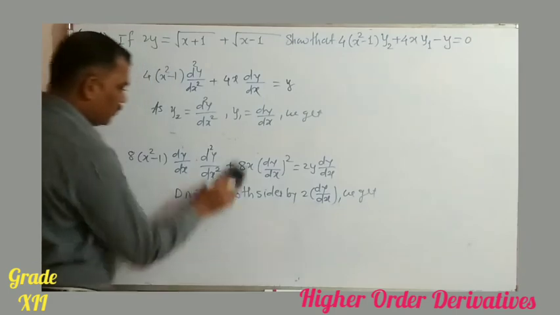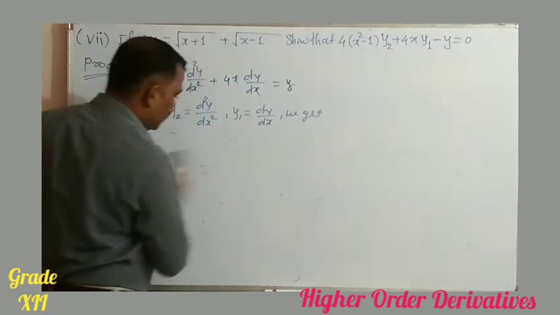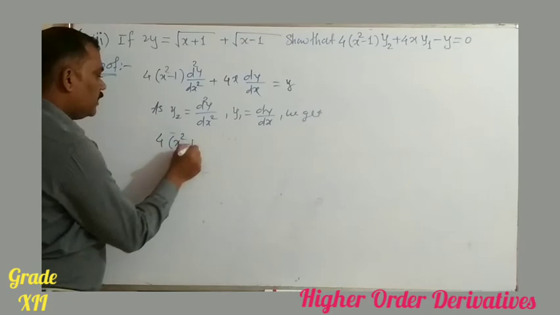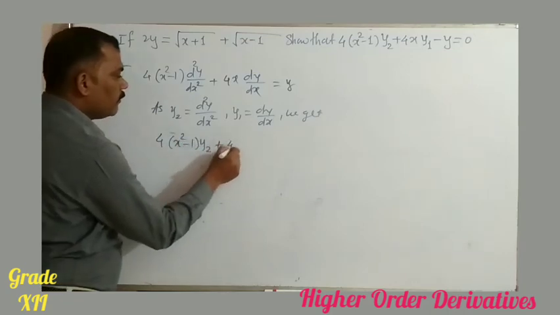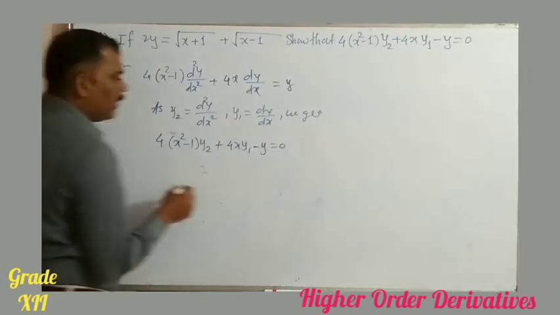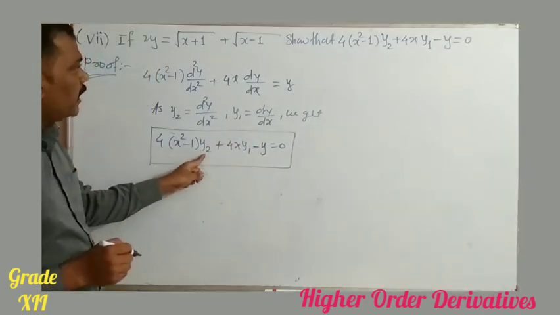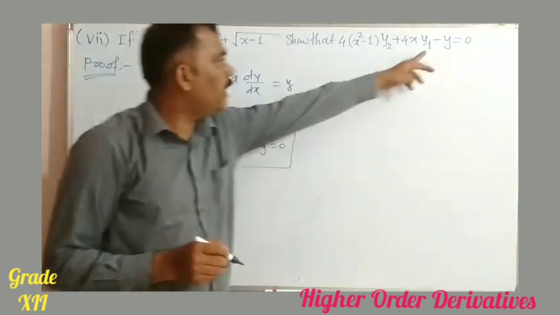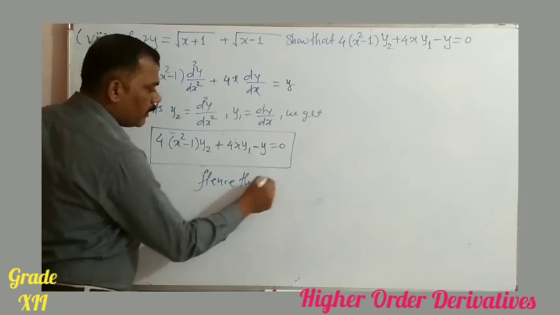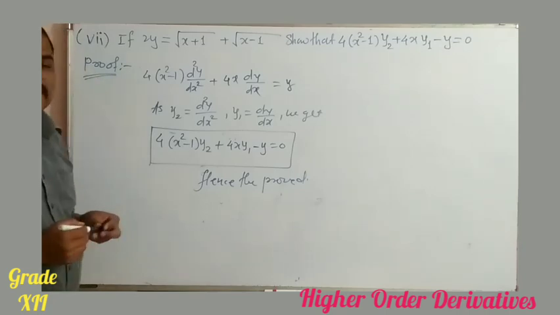We write this here, using y2: 4 into x square minus 1 into y2 plus 4x into y1. We take this y to this side, it must be minus, so that minus y. We get 4 into x square minus 1 into y2 plus 4x into y1 minus y is equal to 0, which is the required proof, hence proved. After this one we have to discuss example number 8.